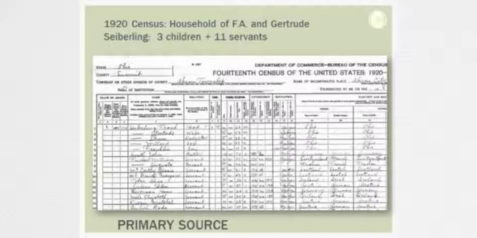Here's an example of an original census record. Remember, the census takers went door to door, so they are handwritten. And this 1920 record shows Mr. and Mrs. Seiberling, who of course were the owners of Stan Hywet. Their 3 children and 11 servants.